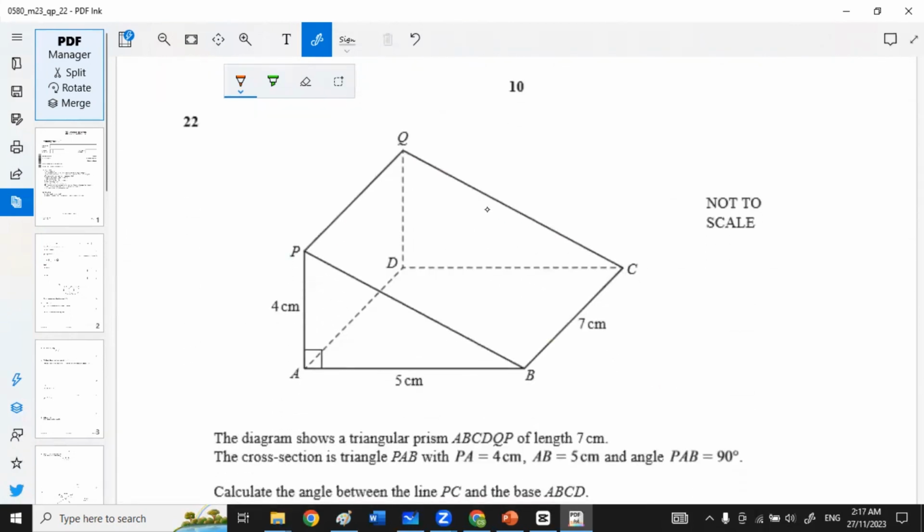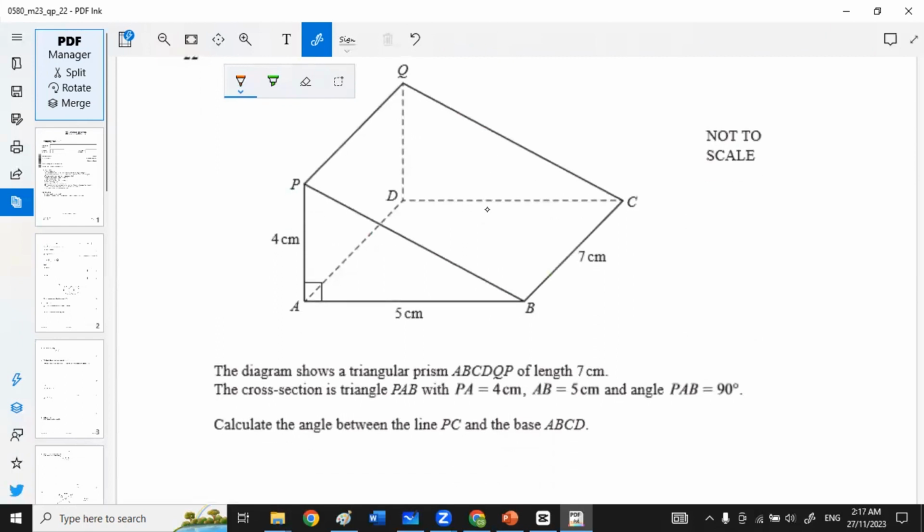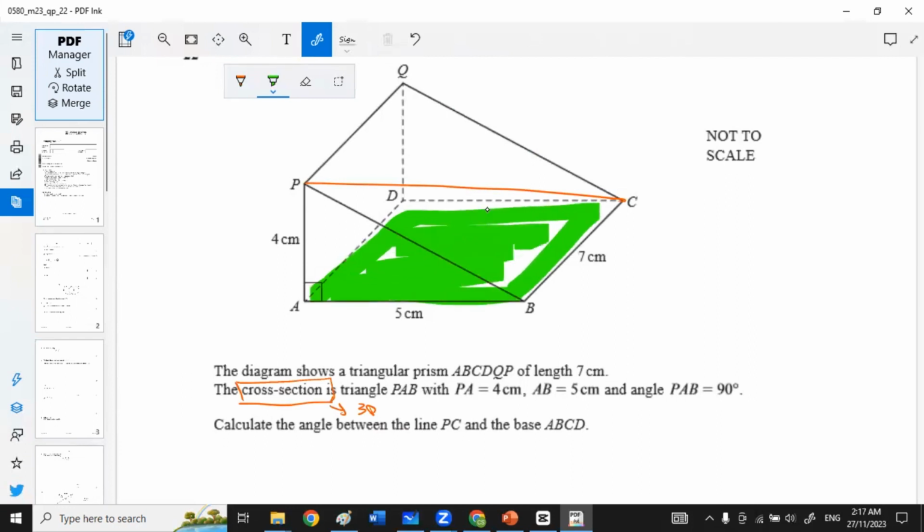Okay. Number 22. The diagram shows the triangular prism ABCQP of length 7, and the cross section of it. Cross section here is referred to 3D, you know this. Okay, and with PA is 4, AB is 5, and angle PAB is 90. Calculate the angle between the line PC and base. Okay. So PC is here, and this is the base.